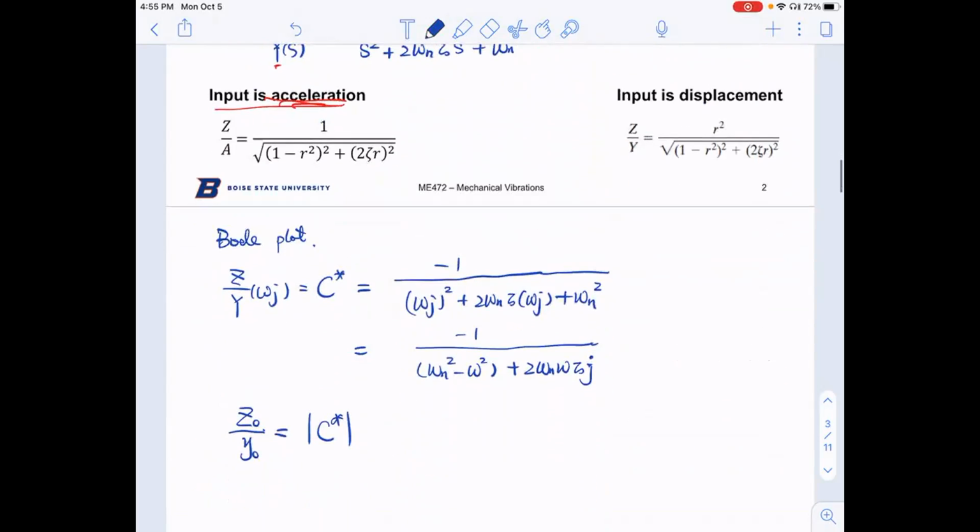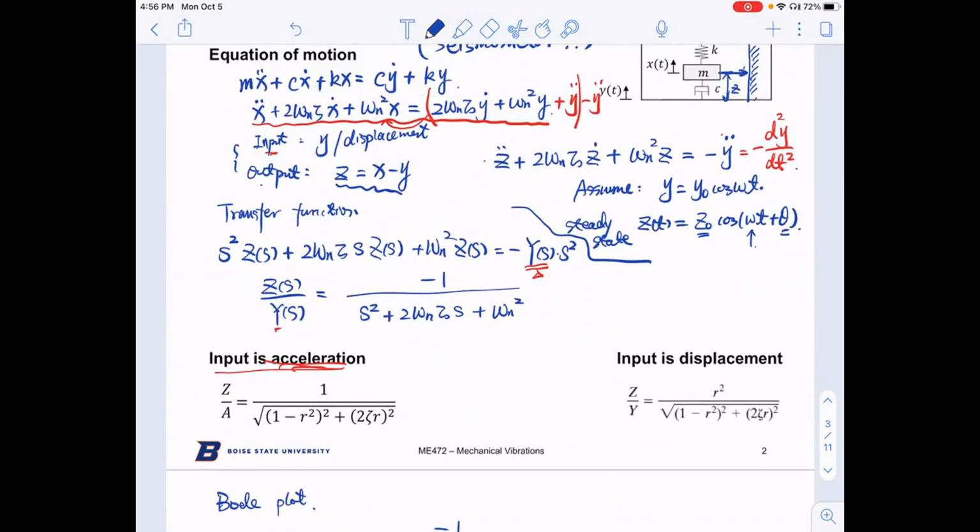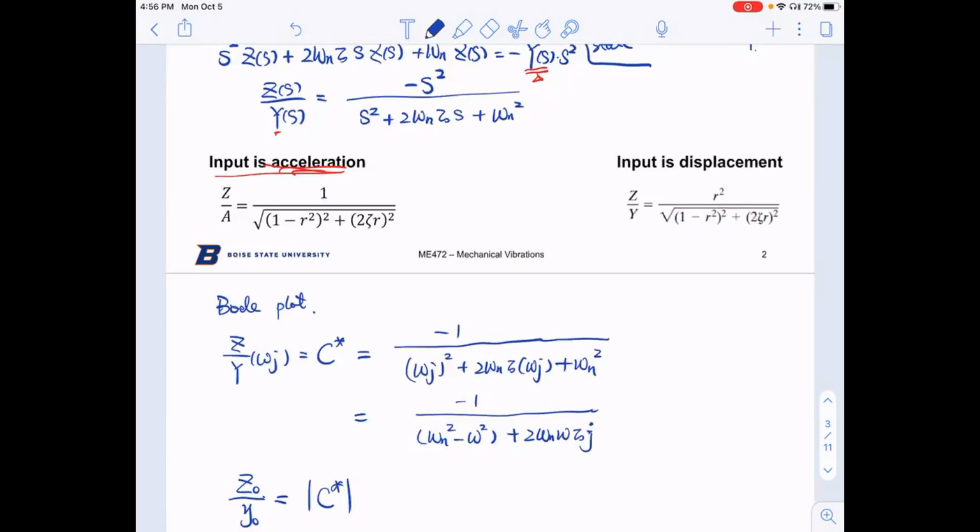All right, so I have a question. What happens with the S squared term next to the Y? Oh, I see. You got a good catch. That's a minus S squared. Sorry, I myself got confused. So you have an omega j on top, so that should be positive omega squared.